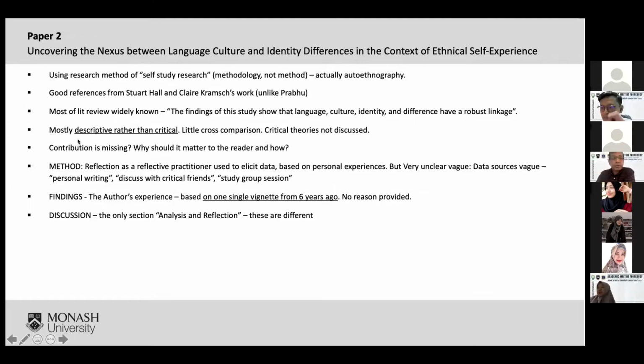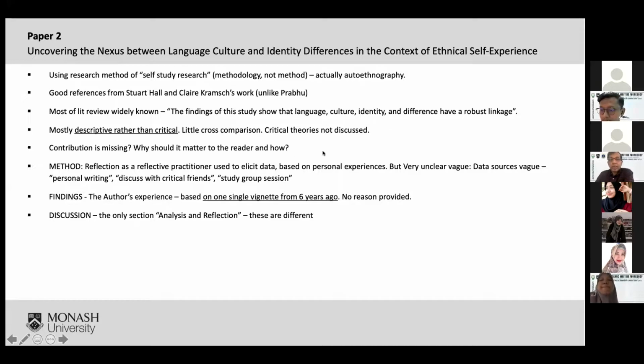The literature review is mostly descriptive rather than critical. Again, remember what I said in the lit review section? Don't just say, he said this, she said this, they said this. No, you have to be critical. Contribution is missing. Why should it matter to the reader? So the rationale for the study, okay? Very easy to fix, not a problem.